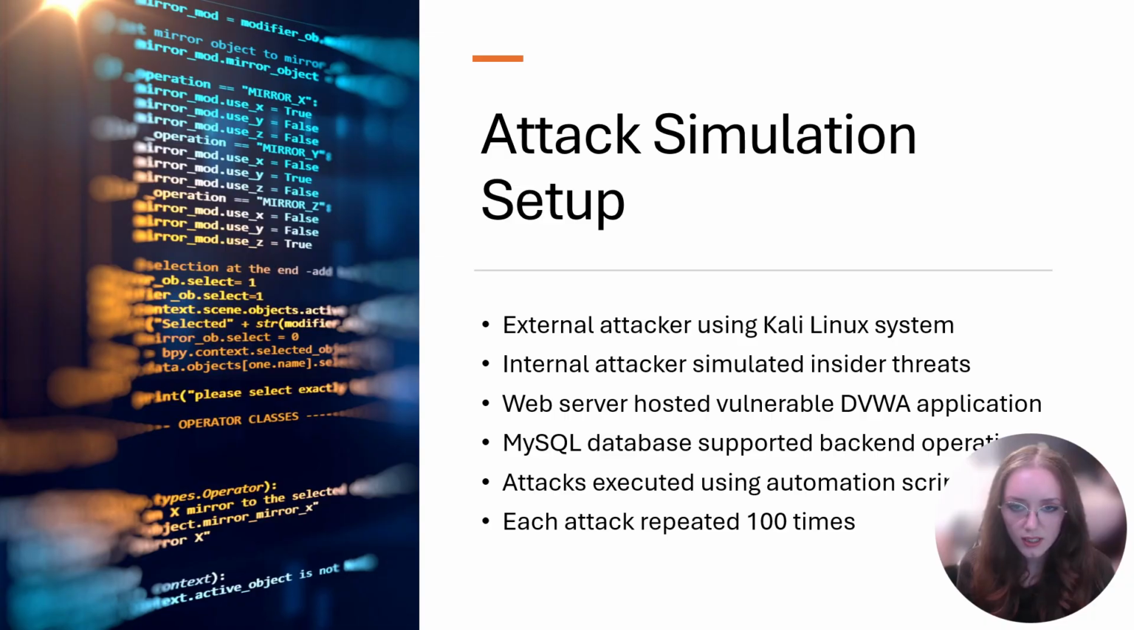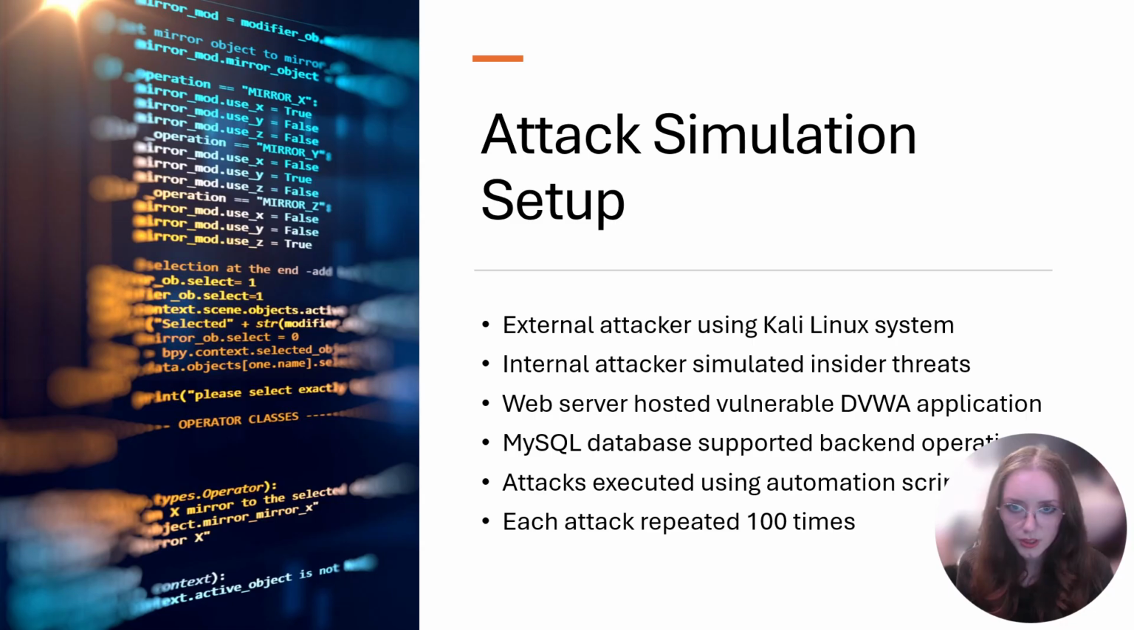The study included both external and internal attack scenarios. External attacks included reconnaissance, web enumeration, SQL injection, brute force attacks, reflected cross-site scripting, and web shell uploads. Internal attacks simulated insider threat activity, including abuse of legitimate access, unauthorized access attempts, privilege escalation, credential harvesting, persistence, service disruption, and log clearing. To ensure consistency, each attack was executed 100 times using automation tools such as Burp Suite and Linux for loops.